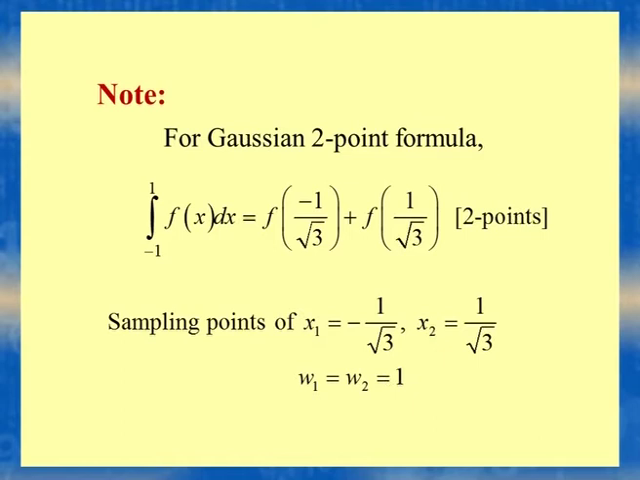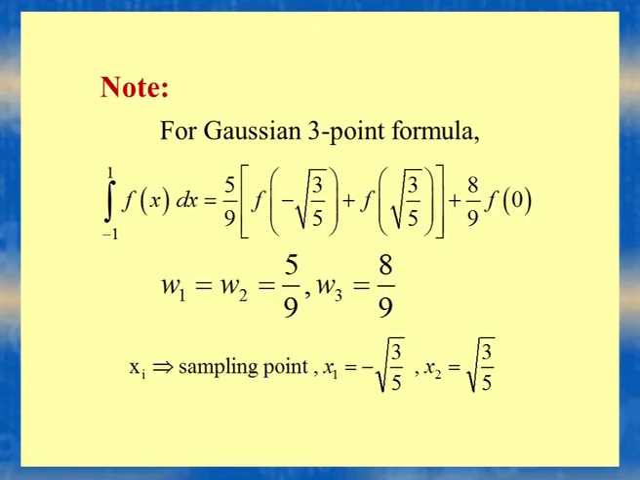In particular, as discussed, for the Gaussian 2-point formula the sampling points are x1 is equal to minus 1 by root 3, x2 is 1 by root 3 and the weights w1, w2 are equal to 1. And for the Gaussian 3-point formula, we have the weights w1, w2 is equal to 5 by 9, w3 is equal to 8 by 9 and the sampling points x1 is equal to minus root of 3 by 5, x2 is equal to plus root of 3 by 5 and x3 is equal to 0.